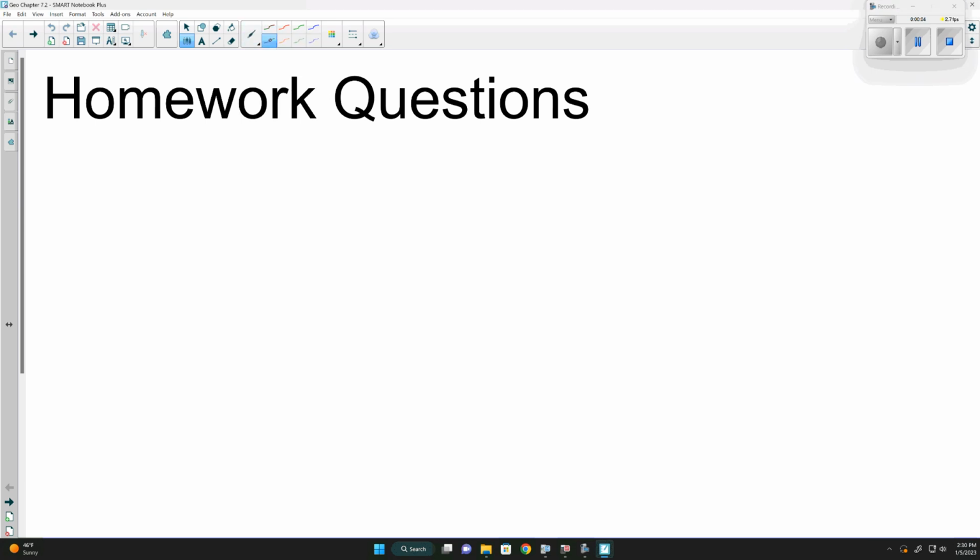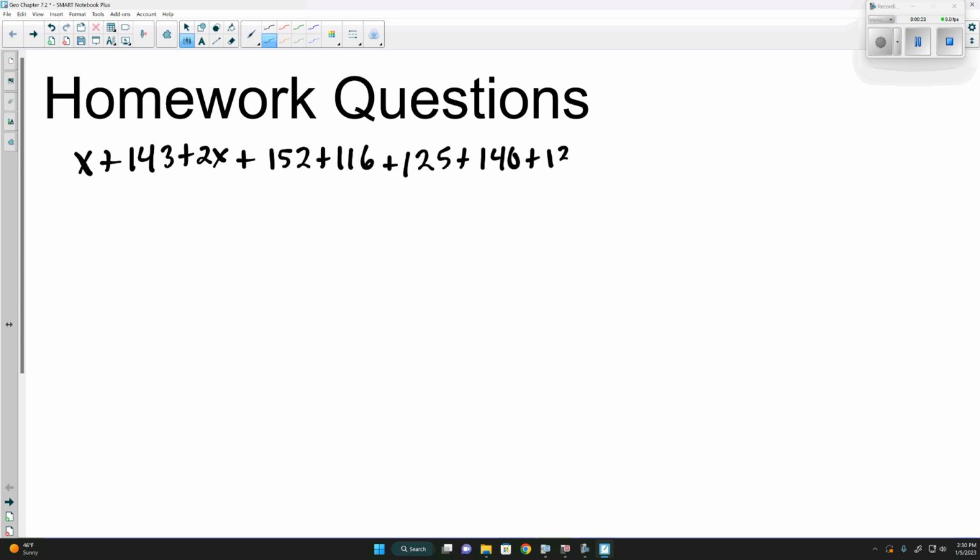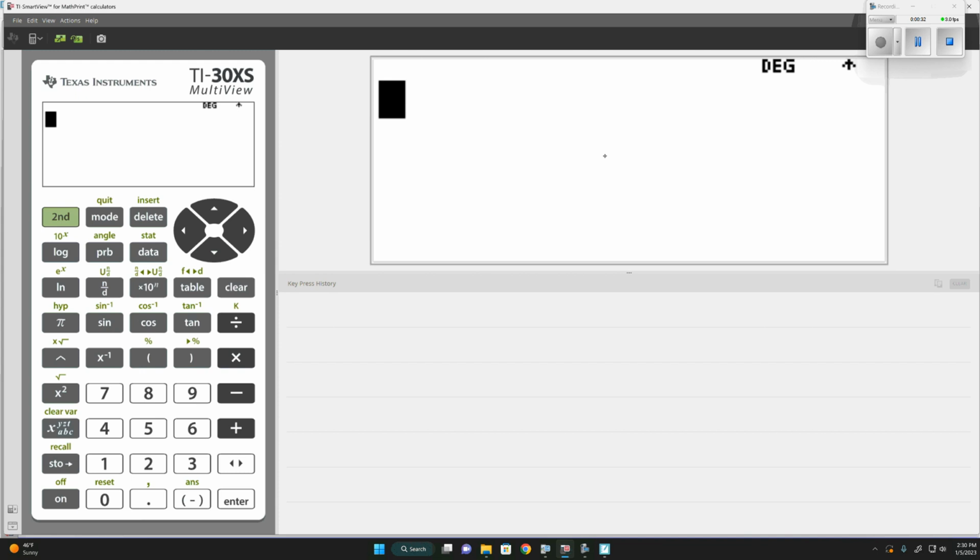So we're going to look at problem number 18 first. Now 18, so again, we're going to add all the angles together. So we'll have x plus 143 plus 2x plus 152 plus 116 plus 125 plus 140 plus 139. So we have all these angles. Now we have 1, 2, 3, 4, 5, 6, 7, 8 angles. So we do need to find the sum of the interior angles.